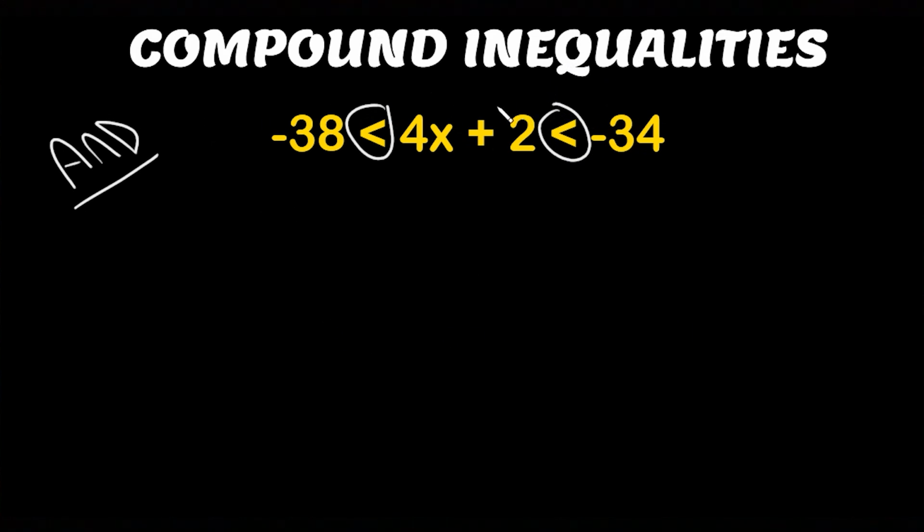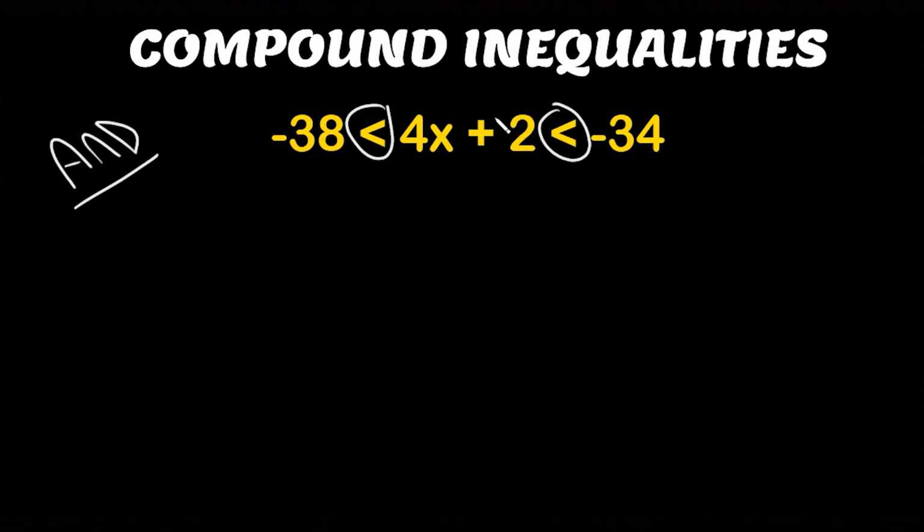You can never write or using this type of format. So or will never be written in this format here, only and. So if you can remember that, you're fine. You know that you're always going to be dealing with and, okay? So this is going to be and. So how do we solve it?